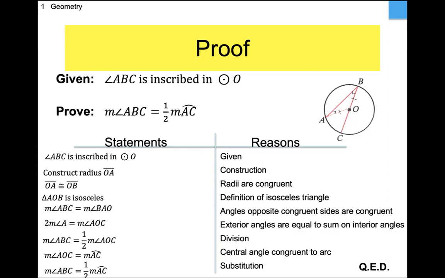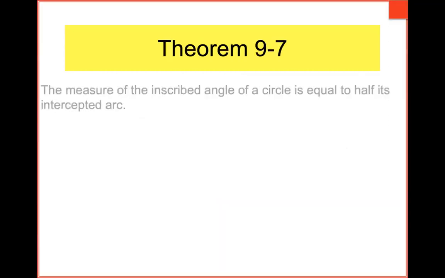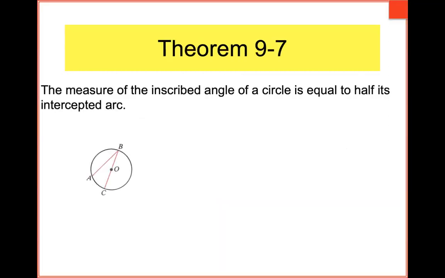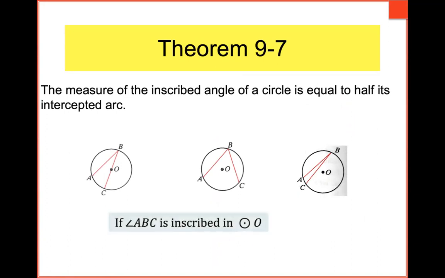We're kind of lost in what we just proved there, but here's what we just proved. If this is the shape that you get, or this is the shape, or this is the shape, these are all inscribed angles, and the angle, that would be angle B in each one of these cases, or ABC, is equal to half of the arc it makes. In other words, half of AC. So that is the formula, and that is the relationship.